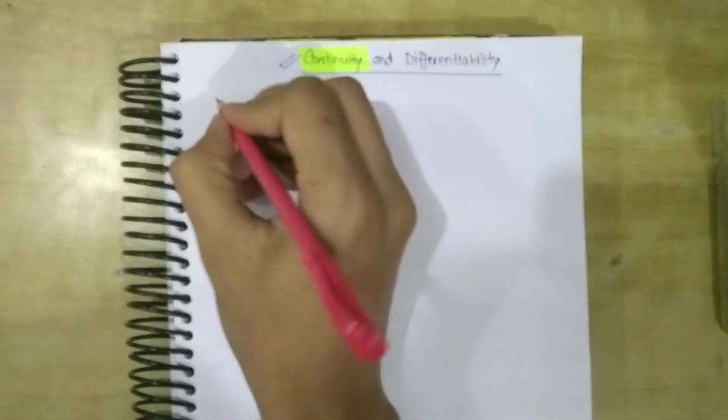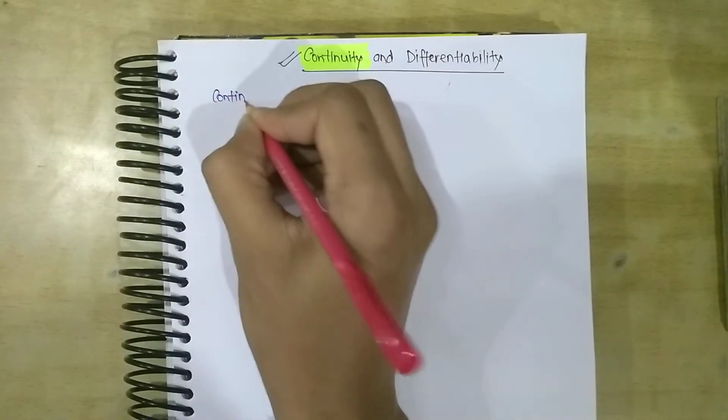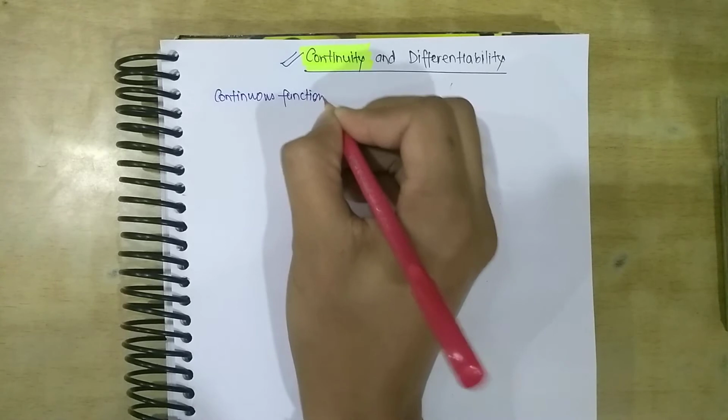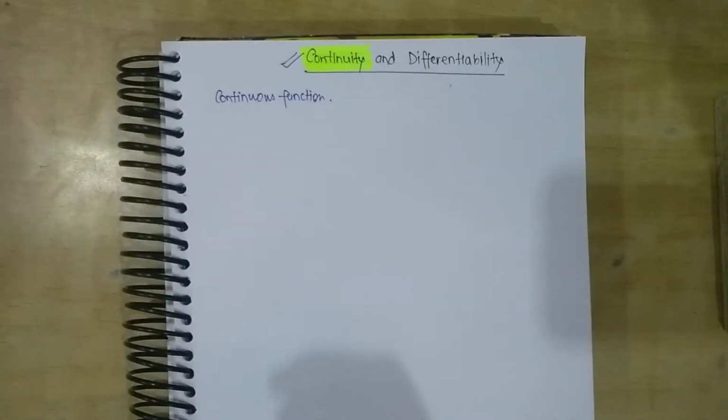If we see a continuous function at any point, it is defined as a function which gives the same value at that point as well as the point just behind that point and the point just after that point.